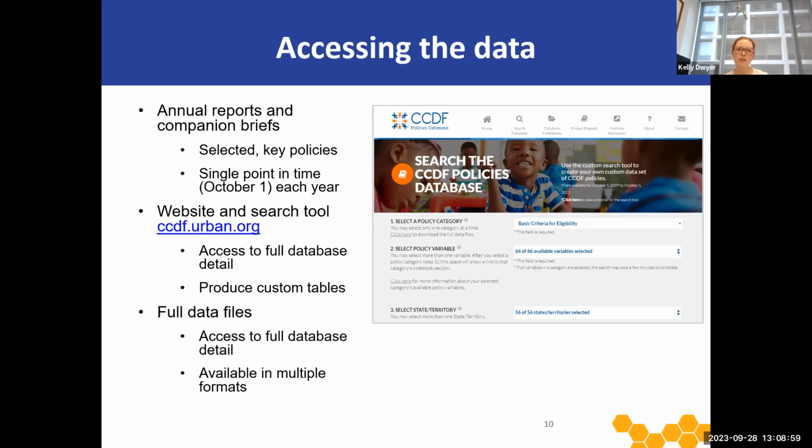We also publish a set of companion briefs that show some of the policies that we include in the tables graphically. We also publish the full database detail with all the policy variables over time through our website and search tool, which is ccdf.urban.org, and you can see a screenshot of the search tool here on the right side of the screen. You're able to produce custom tables through this search tool.